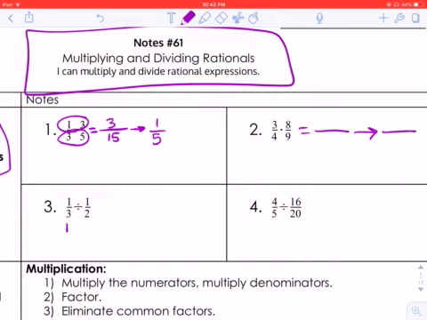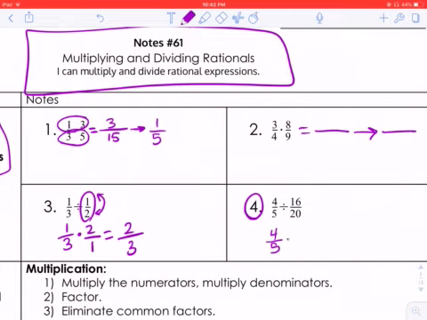For dividing, we keep the first one, we change it to multiplying, and then we take the reciprocal of the second one. So I would have in this case 2 over 1. Remember that dividing is the opposite of multiplying, so we can do the opposite fraction here. So 2 times 1 would be 2 over 3 times 1 is 3. Go ahead and do the same thing here. We're going to copy the first one, change it to multiplication, and then do the opposite here.